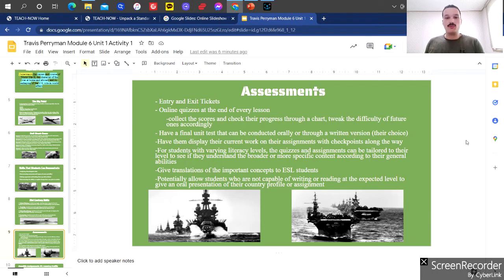And for students with varying literacy rates, the quizzes and assignments can be tailored to their level. If students are having a harder time, they'll just understand the broader context. If they're doing quite well, they could perhaps be given questions to understand more specific and very narrow concepts. And I would give translations of the important concepts to ESL students in their native languages. And I would potentially allow students who are not capable of writing or reading at the expected level to give an oral presentation of their country profile or other assignment.